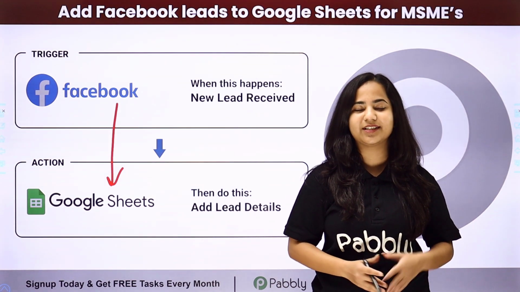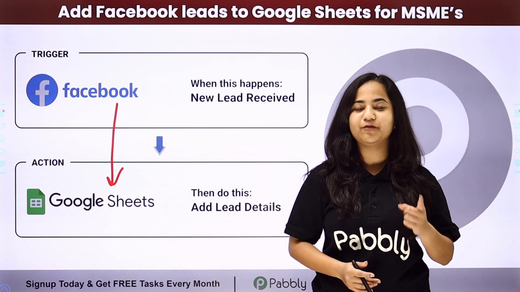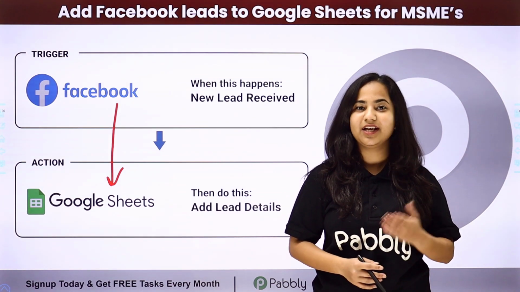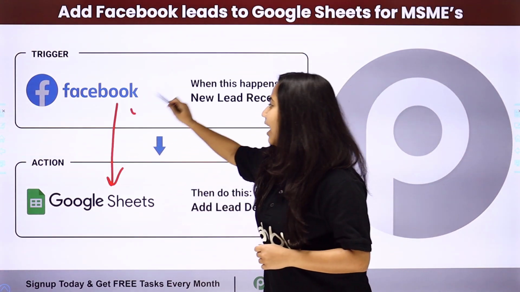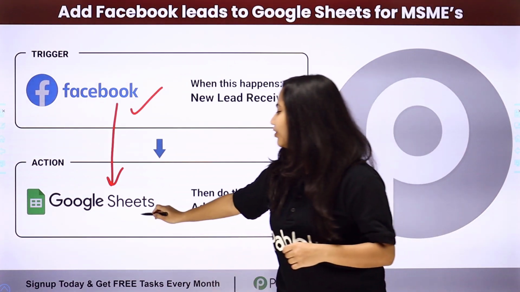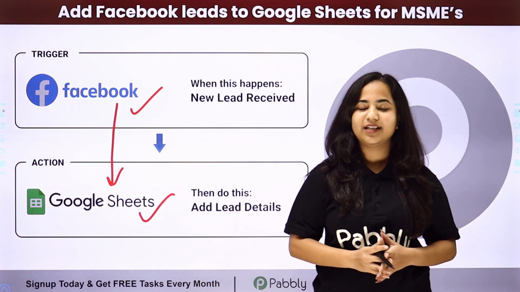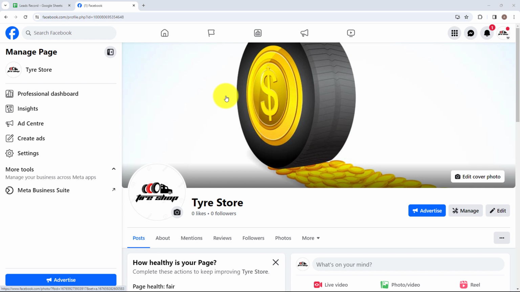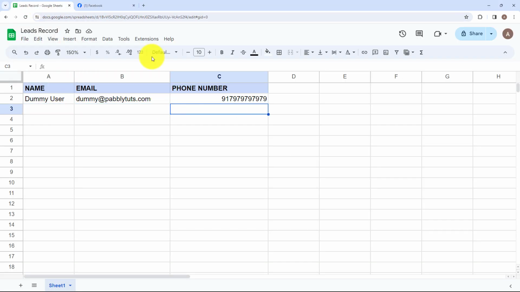into my Google Sheets. Pabbly Connect works on two principles. First is trigger and second is action. Here my trigger application is Facebook lead ads and my action application is Google Sheets. To learn how to do this, let me take you to my screen. In this video, I'm going to show you how to add Facebook leads to Google Sheets automatically.